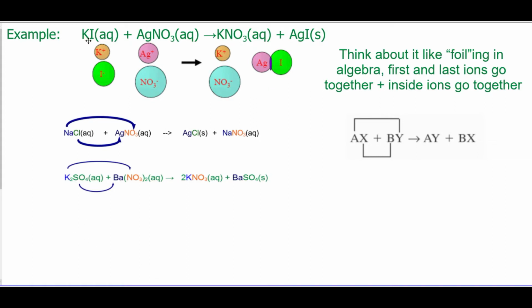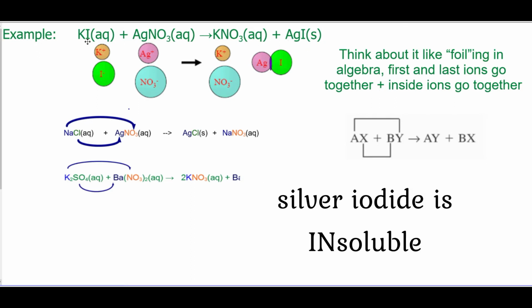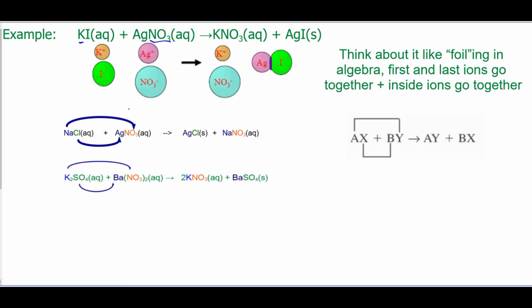In our example, we have two aqueous reactants, potassium iodide and silver nitrate. Notice because they're aqueous, they've been dissociated. They're not touching each other. We mix them together, and we have potassium nitrate and silver iodide. Silver iodide, we know, is insoluble. We've taken the metal and combined it with the other anion, and we've taken this metal and combined it here. A good way to think about it is FOIL. We're doing the first and last ions and then the inside ions.